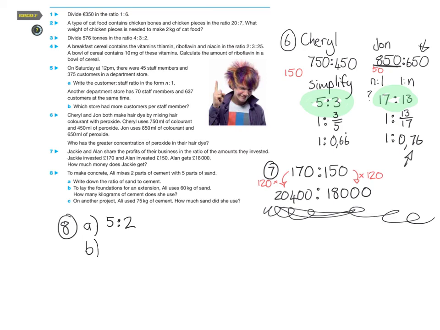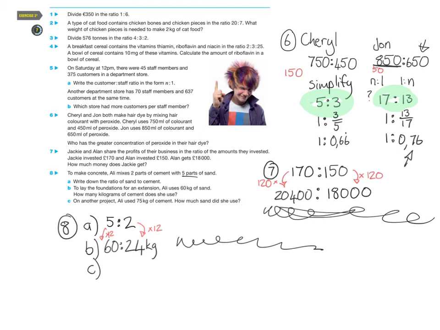Okay, so if she is using 5 parts, so now it becomes 60. What have I done to 5 in order to get to 60? I've multiplied by 12. So that means I am also going to multiply the 2 by 12, which gives me 24 kilograms. And once again, I'll write a beautiful sentence. C. On another project, Ali uses 75 kilograms of cement. How much sand did she use?